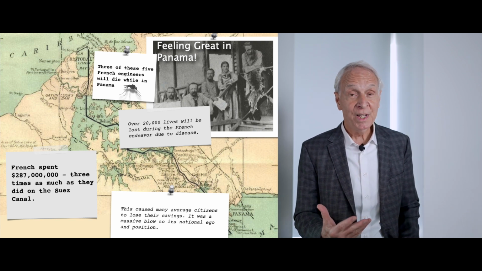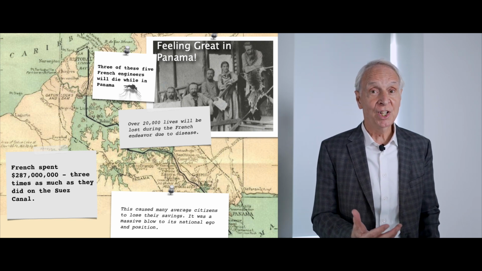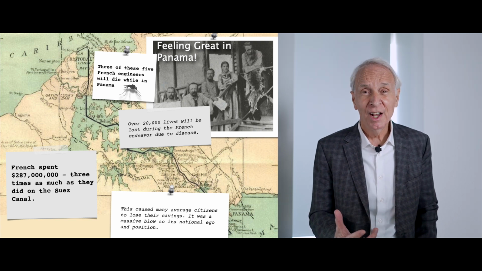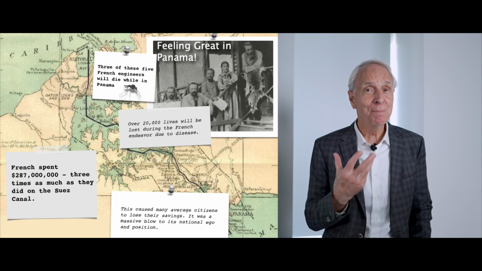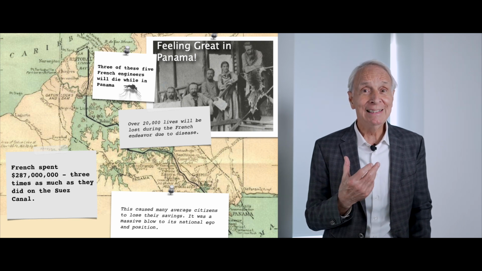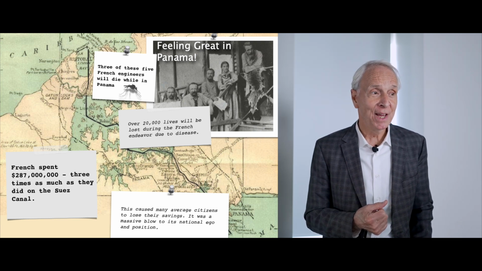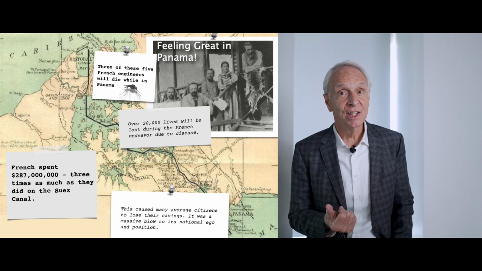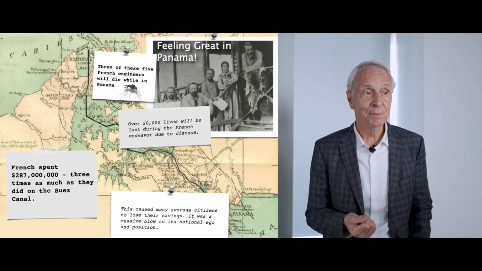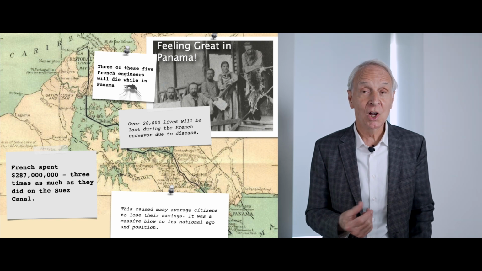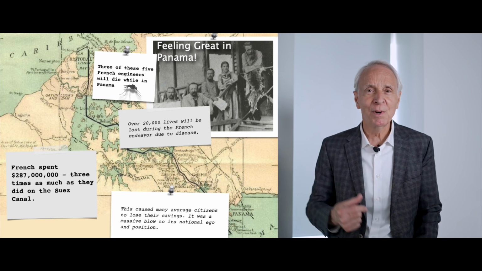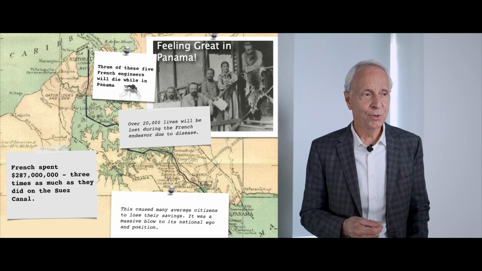So 3 out of 5 of the French engineers that were sent to Panama died. A whole generation of these exquisite engineers, with the best training in the world, died trying to build the Panama Canal. There were over 20,000 lives lost in total in building the Panama Canal, and that was largely due to disease. Thousands of people would die because malaria would spread like crazy among the workforce there.